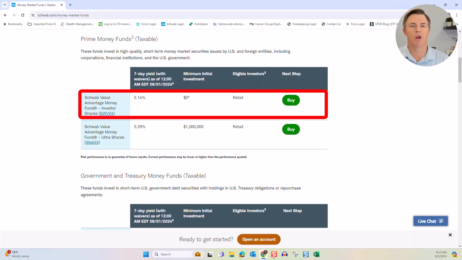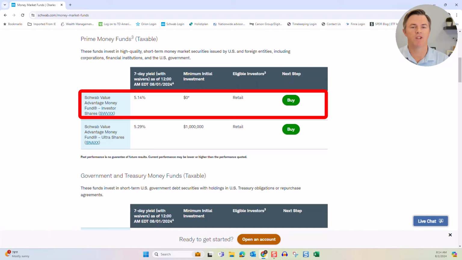So if interest rates were to go down, if the Federal Reserve were to start cutting rates, which they're talking about doing in the near future, then the interest you're getting on this fund would go down. So I was talking earlier about CDs versus money market funds.